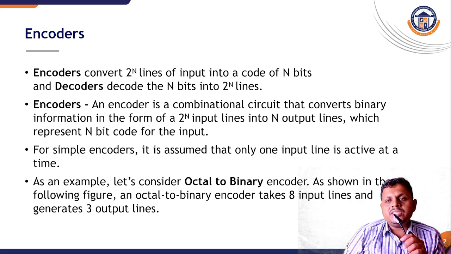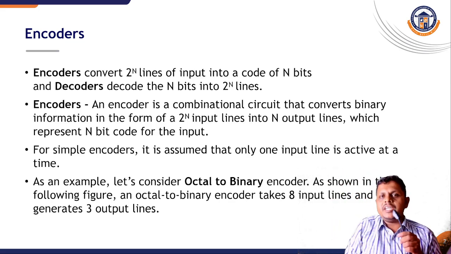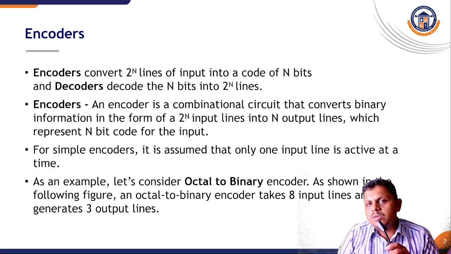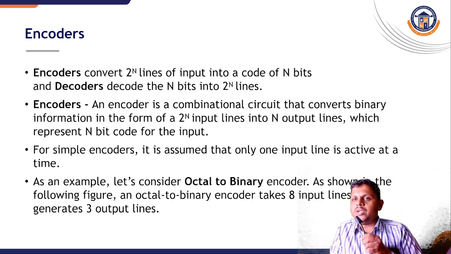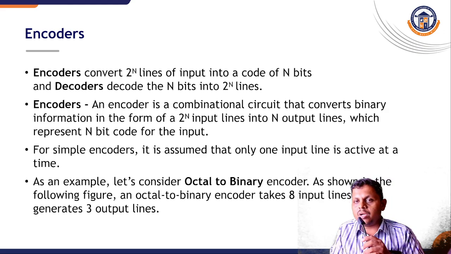An encoder is a combinational circuit that converts binary information in the form of 2 power n input lines into n output lines, which represent the n bit code for the input. And for simple encoders, it can be assumed that only one line is activated at a time.